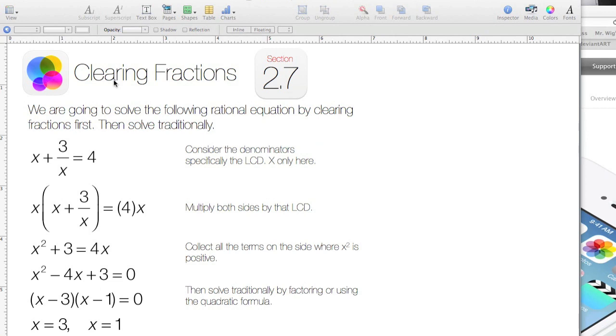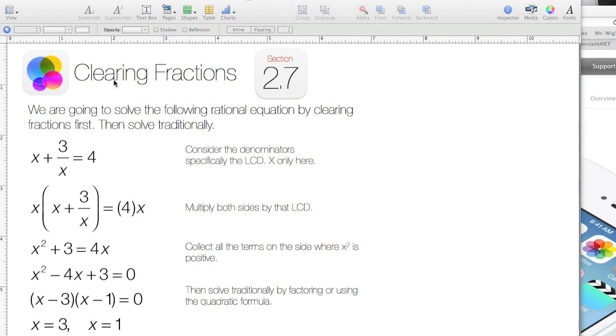We're going to look at a couple of different ones in this series for fractions. This is really looking at section 2.7. We're going to look at a few techniques for how to solve an equation that has an x in the denominator, or where we have a lot of fractions to deal with.